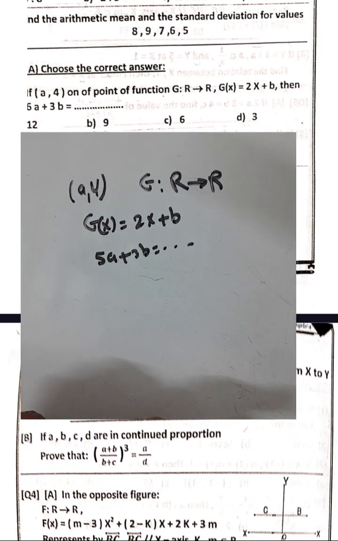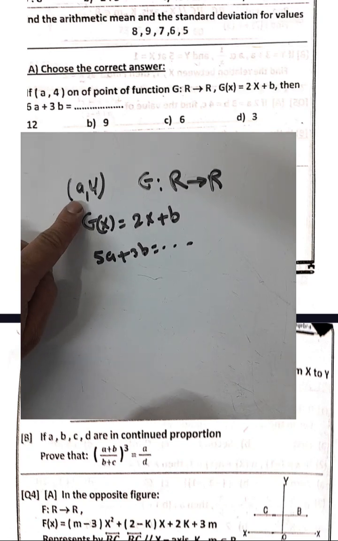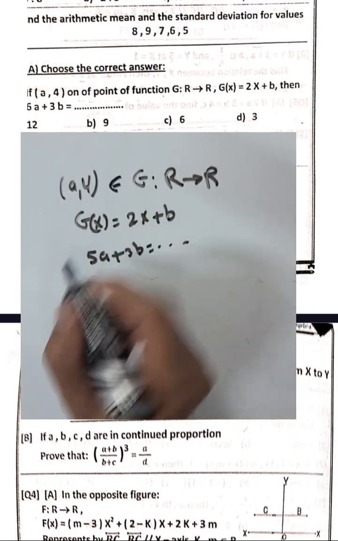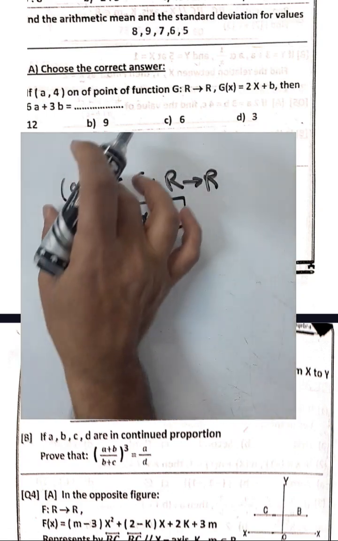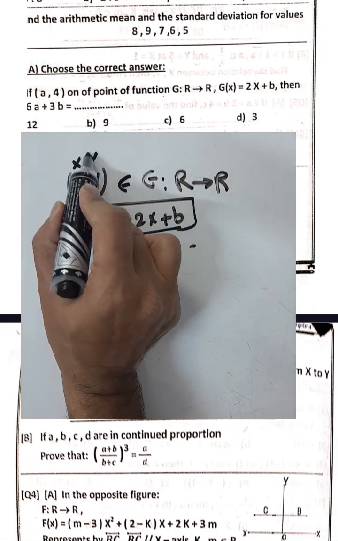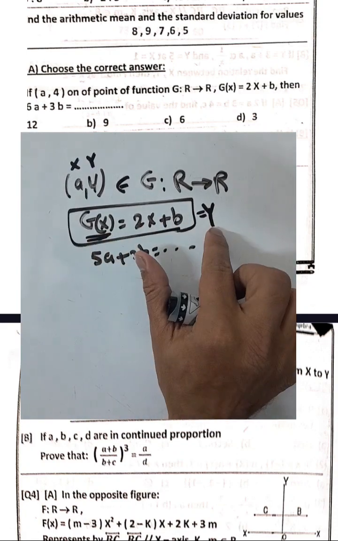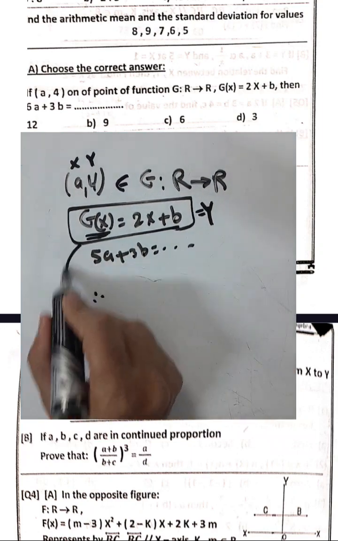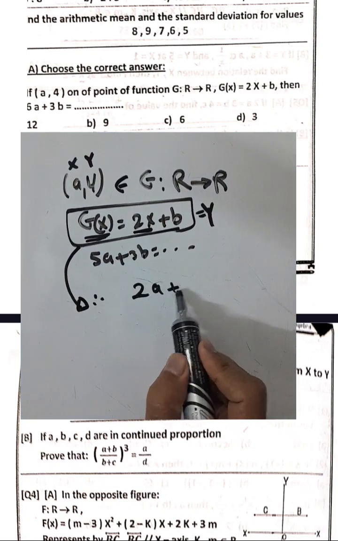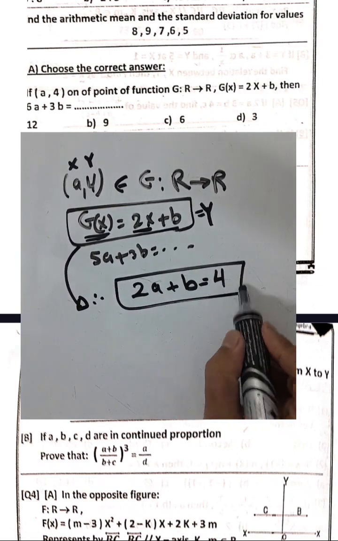You can find the result of this expression by using the rule. He gives us the point (a, 4) on the function. Then this point belongs to the function, so it will satisfy this function. It will be x and here y. Y refers to g of x. G of x means y. Then you can put 2 times x, it will be 2a plus b equal y, and y here equals 4. Then 2a plus b equals 4.